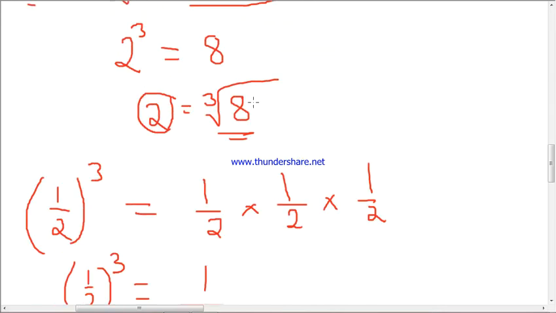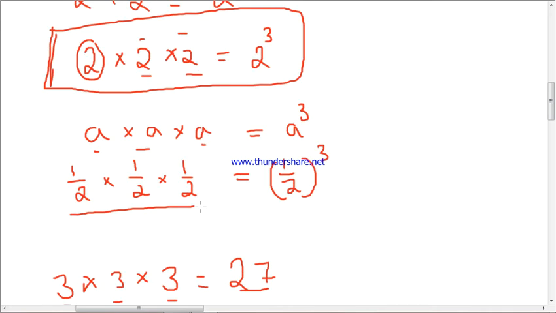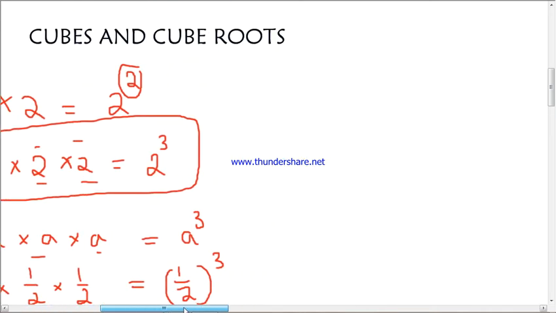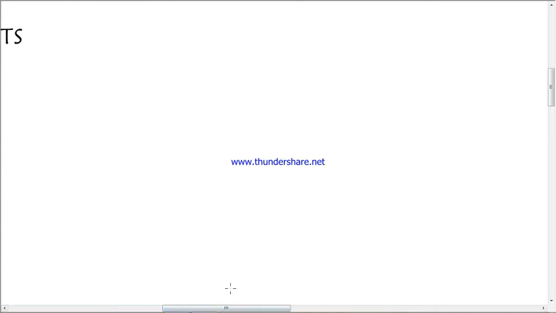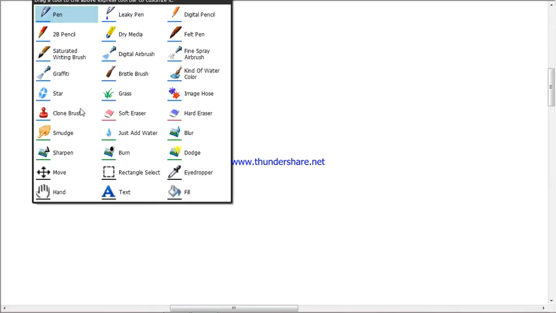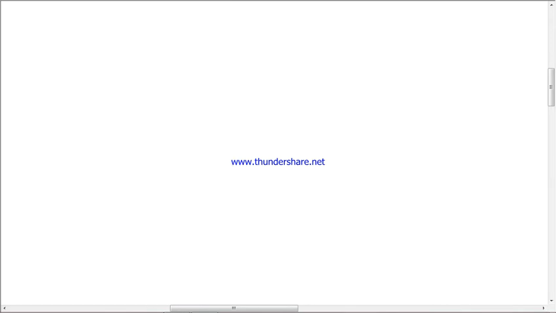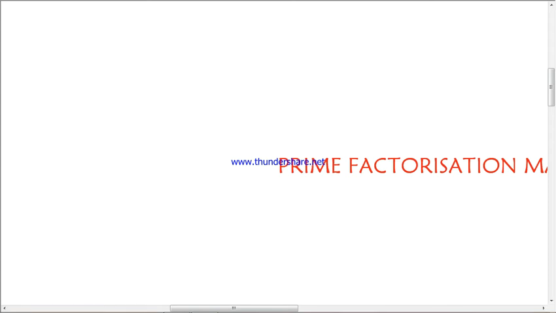Alright, now the next topic I want to cover over here is methods of finding the cube root. The first method will again be the same as the method for the square roots, that is the prime factorization method. Now let's see the prime factorization method.